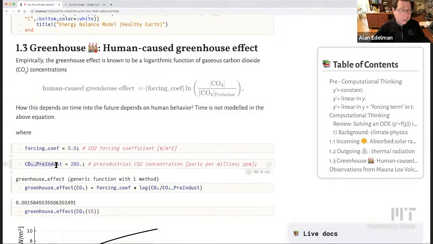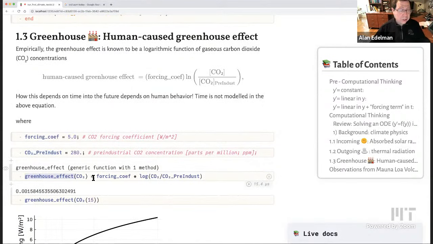So it's that log ratio of that number today over the pre-industrial that's going to affect the greenhouse gas. So here's the function. I'll put it into Julia form. It looks basically just like this equation here.